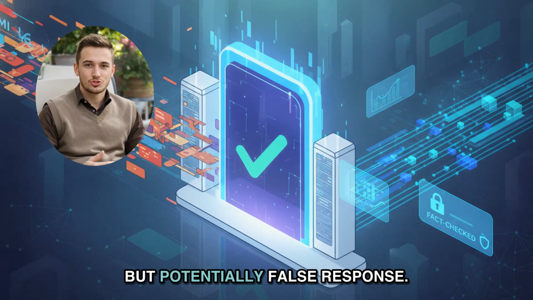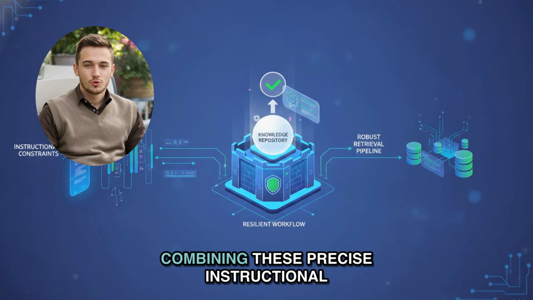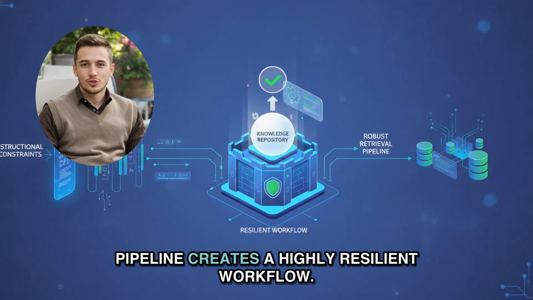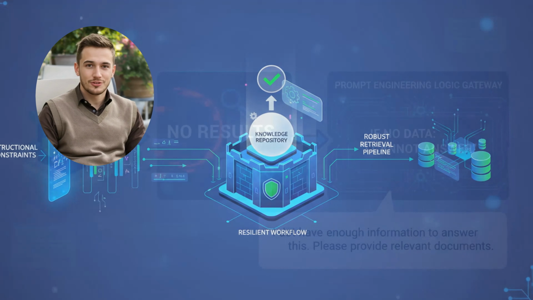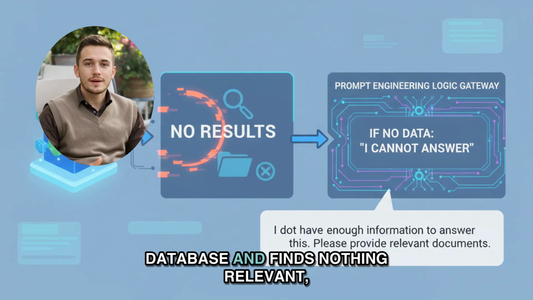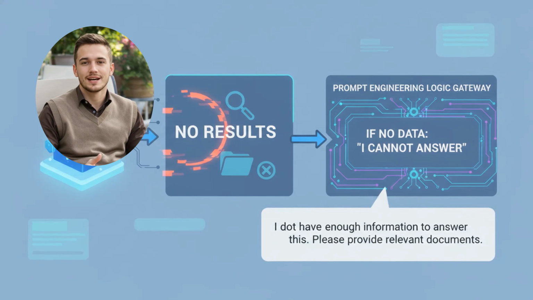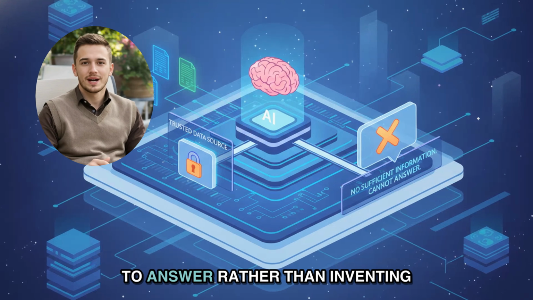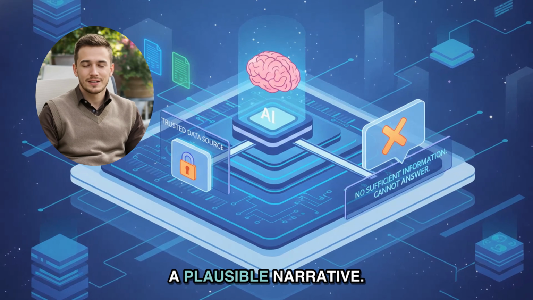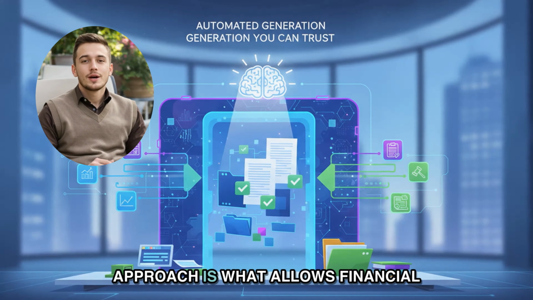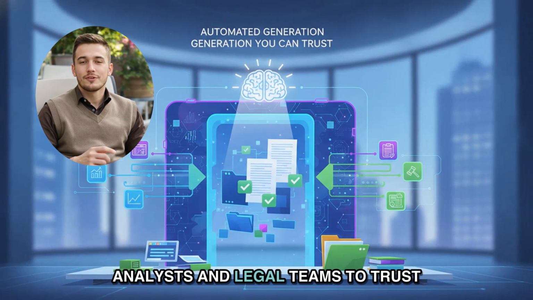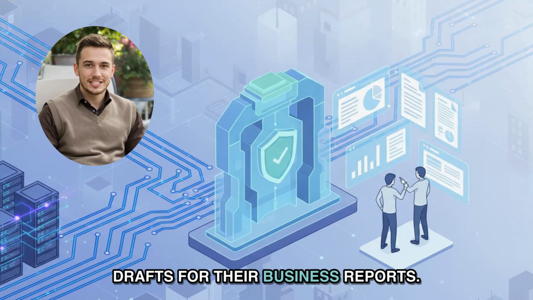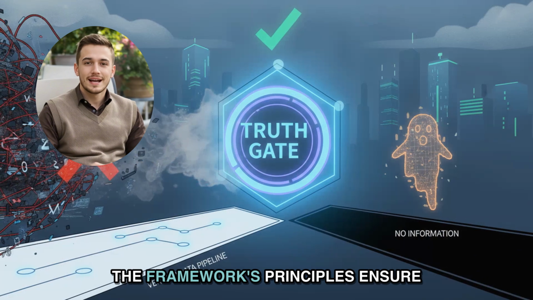Combining these precise instructional constraints with a robust retrieval pipeline creates a highly resilient workflow. When the system searches the corporate database and finds nothing relevant, the prompt engineering takes over, ensuring the AI gracefully declines to answer rather than inventing a plausible narrative. This combined approach is what allows financial analysts and legal teams to trust the automated generation of initial drafts for their business reports. The framework's principles ensure that silence is always preferred over a convincing lie.